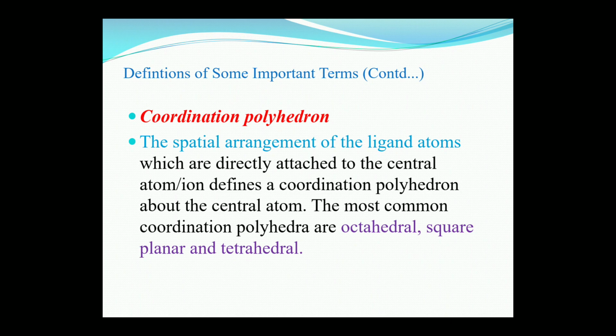What is a coordination polyhedron? The spatial arrangement of the ligand atoms which are directly attached to the central atom or ions defines a coordination polyhedron about the central atom. The most common coordination polyhedra, generally among all the structures, the most common ones are octahedral, square planar and tetrahedral.